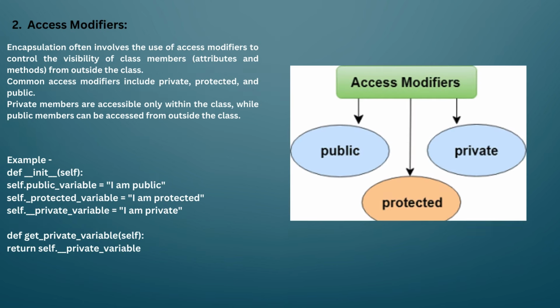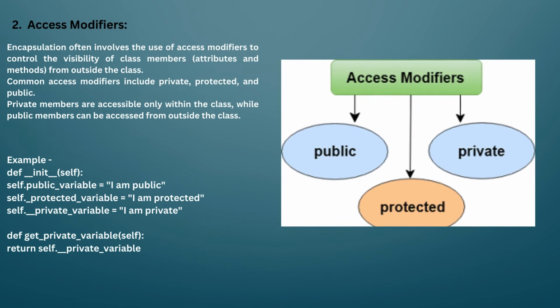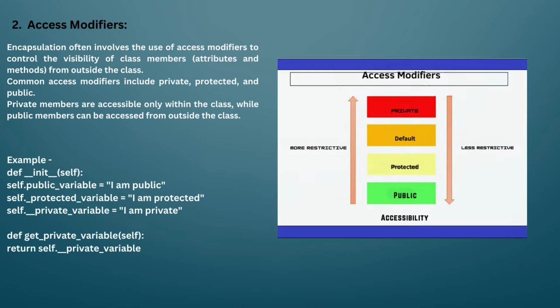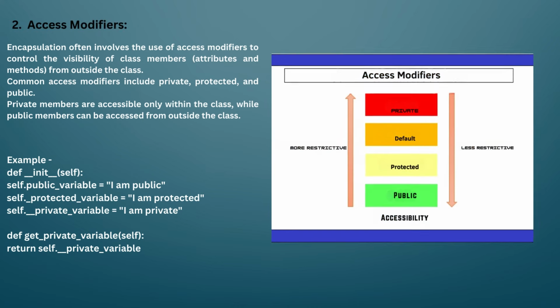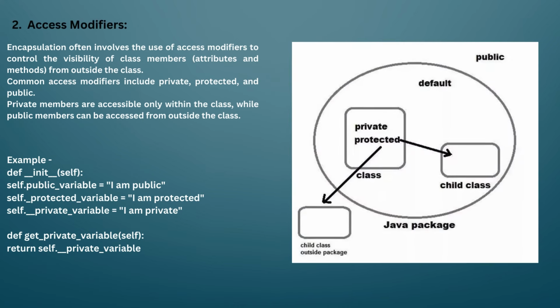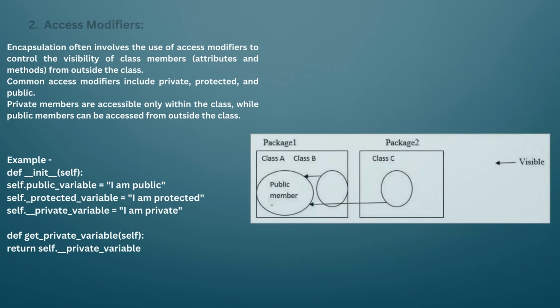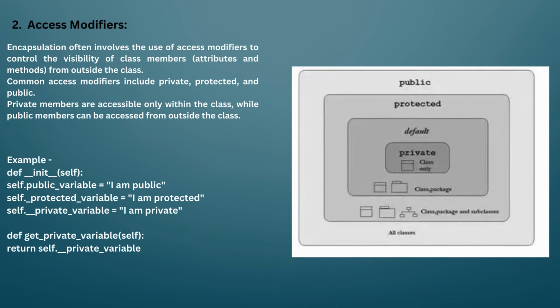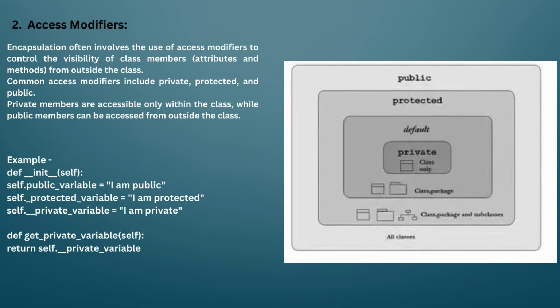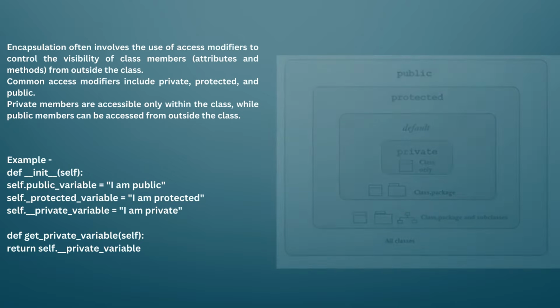Access modifiers. Encapsulation often employs access modifiers like private, protected, and public. Private members are accessible only within the class, while public members can be accessed from outside. Here in our example class, we have public, protected, and private variables.